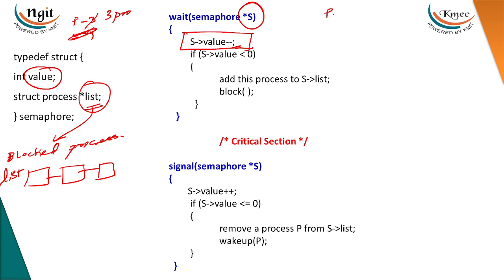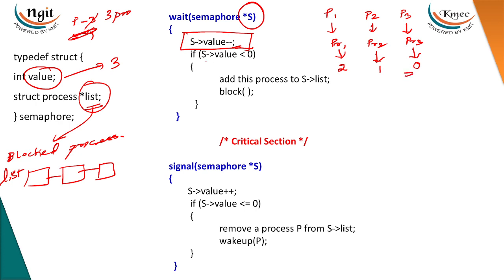So now consider that process P1 has taken printer 1, process P2 has taken printer 2, process P3 has taken printer 3. So initially value equals 3. When process P1 takes printer 1, S of value will become 2. After process P2 takes printer 2, S of value will become 1, and then S of value will become 0.